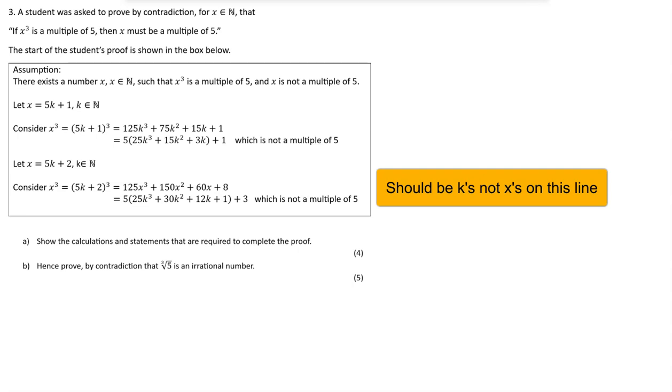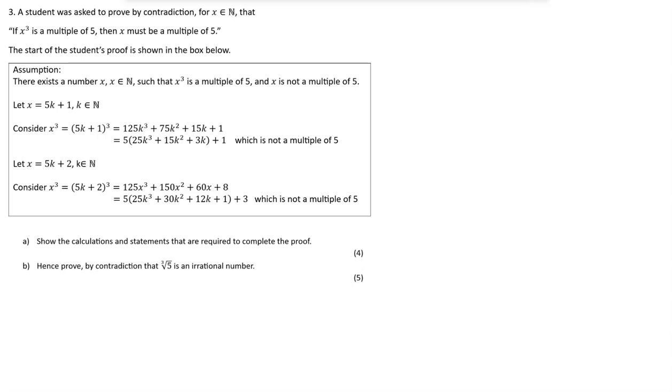So for this question, we've got a student was asked to prove by contradiction for x being a natural number that if x cubed is a multiple of 5, then x must be a multiple of 5. The start of the student's proof is shown in the box below. So this is pretty much based on an actual question that I saw from one of the international A-level papers.